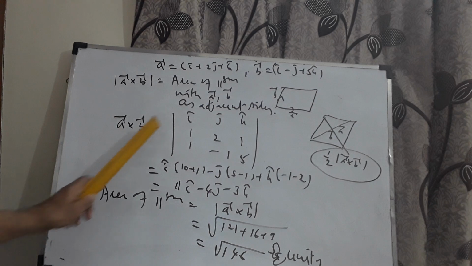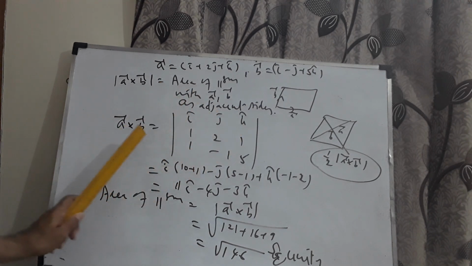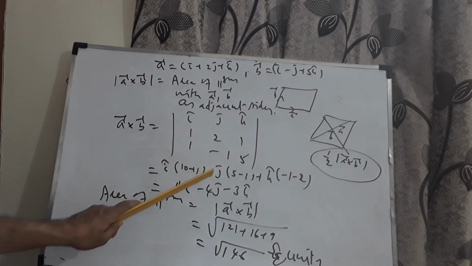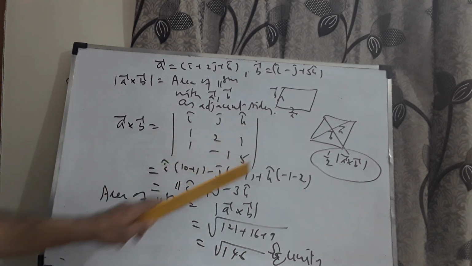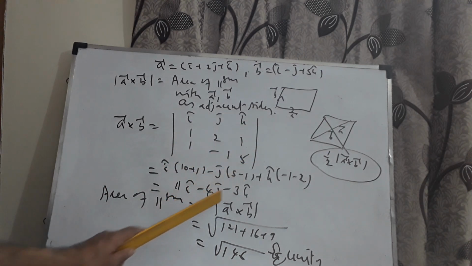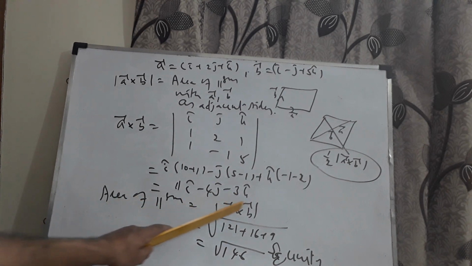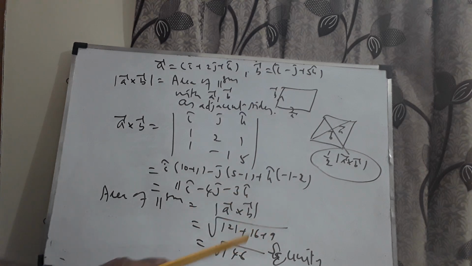Repeat: A cross B, determinant i j k, second row components of A 1, 2, 1, third row components of B 1, minus 1, 5. i cap into 10 plus 1, minus j cap into 5 minus 1, plus k cap into minus 1 minus 2, 11 i cap minus 4 j cap minus 3 k cap. Area of parallelogram is mod A cross B, root of 121 plus 16 plus 9, root of 146 square units.